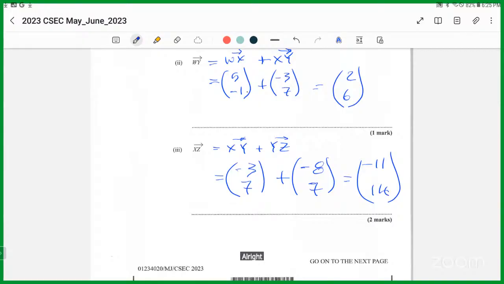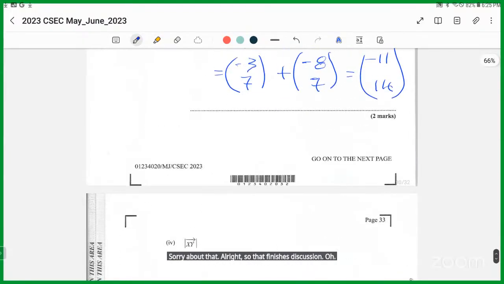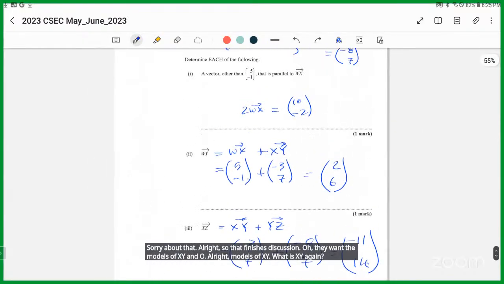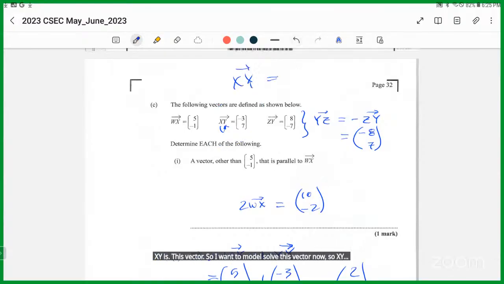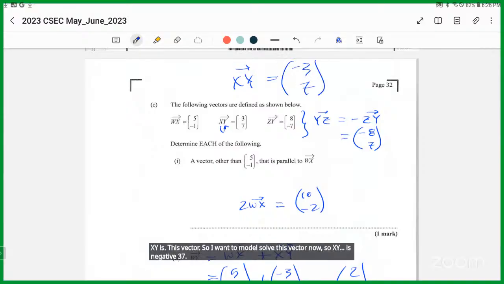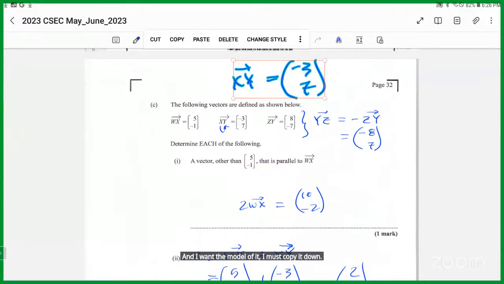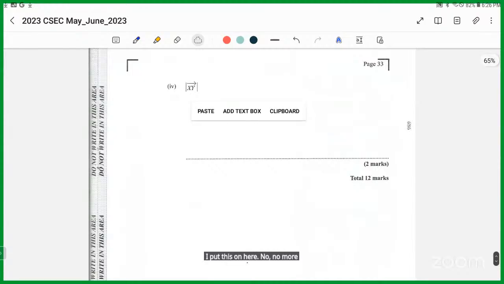Alright, sorry about that. So that finishes this question. Oh, they want the modulus of xy now. Alright, modulus of xy. What is xy again? Xy is this vector, negative 3, 7, and I want the modulus of it. Let me just copy this down here. And I want the modulus of this vector now.